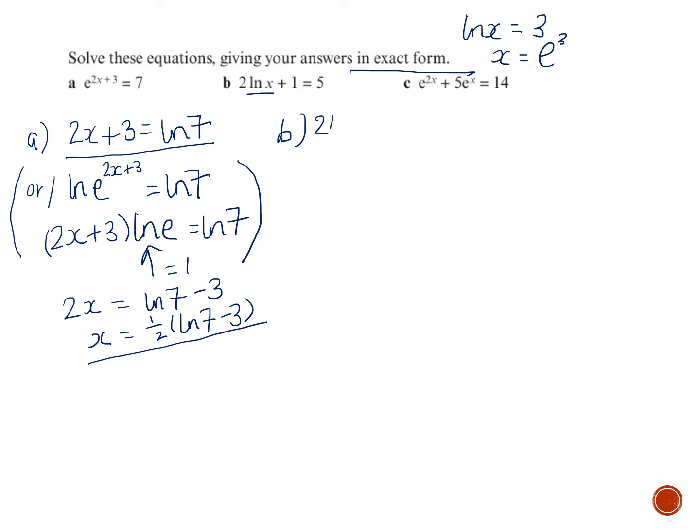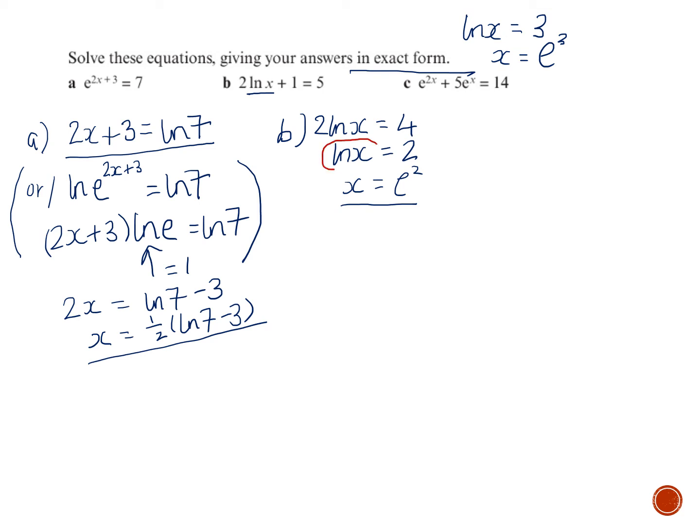So I want to rearrange, remember, to just get ln x equals something. So if I do minus 1 to both sides, and then I divide by 2, I get ln x equals 2. So now it looks very similar to the one we did on the previous page. So x is equal to e to the 2. So that's my answer.